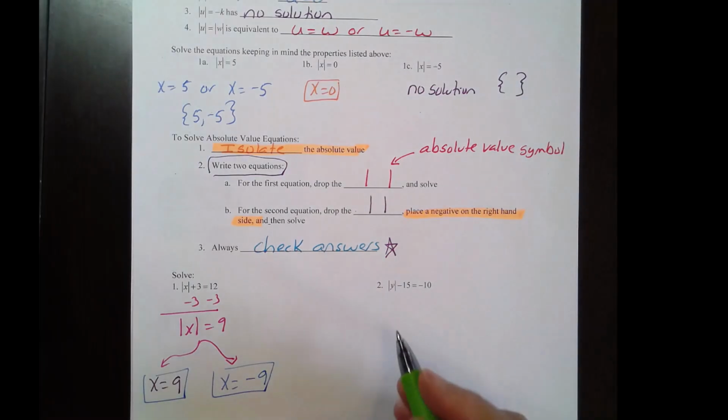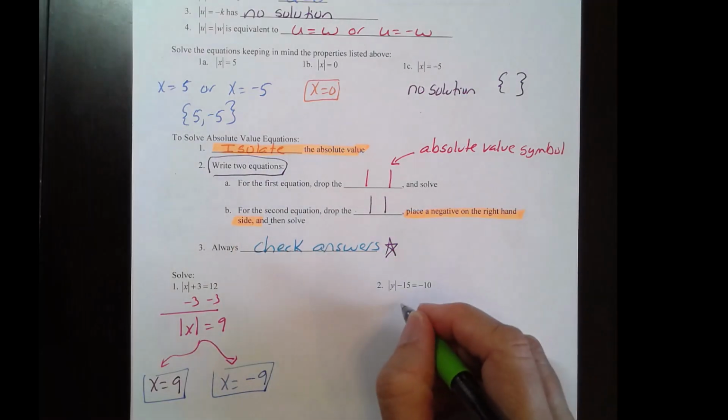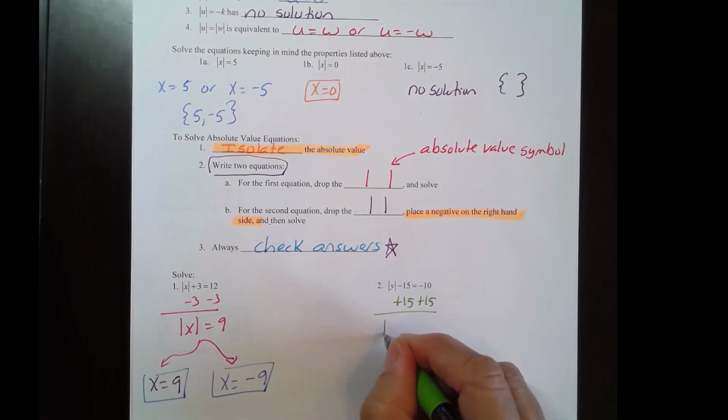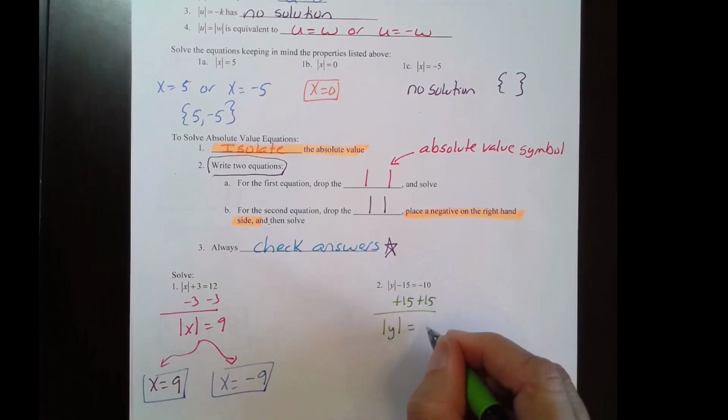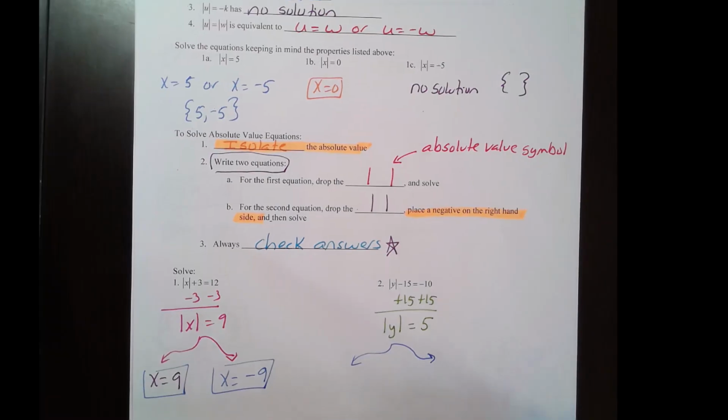Example 2. Absolute value of y minus 15 equals negative 10. First thing we should always do is isolate. So we're going to add over the 15. We get the absolute value of y equals positive 5. Then what do we do? We need to break it up into our two equations. Again, that's our key takeaway. Make sure you write two equations.